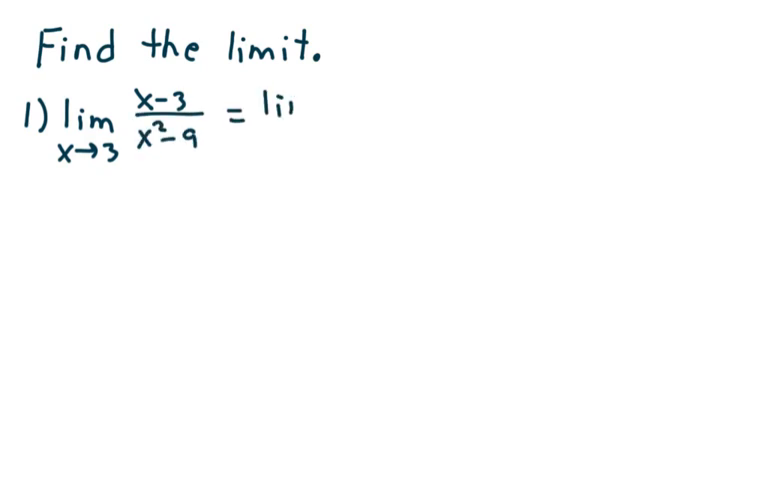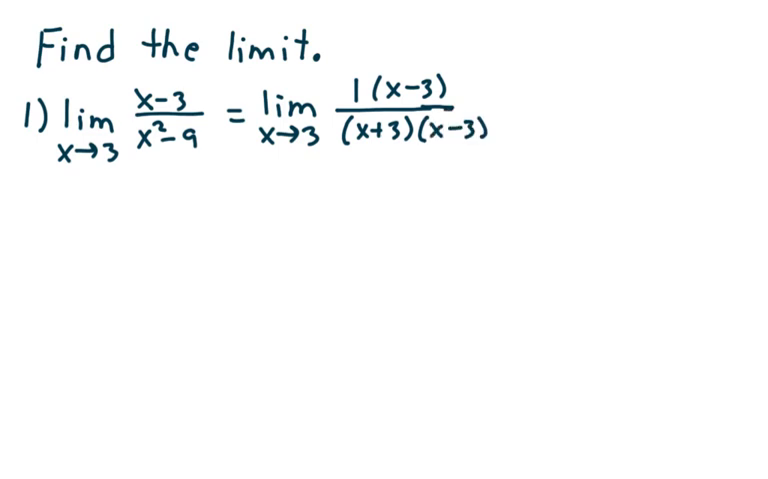So this is equal to the limit as x goes to 3 of 1 times x minus 3 divided by x plus 3 times x minus 3. That's how we factor x squared minus 9. Now remember, x is getting closer and closer to 3. x does not equal 3. And so from here, what we can do is cross off the x minus 3's.